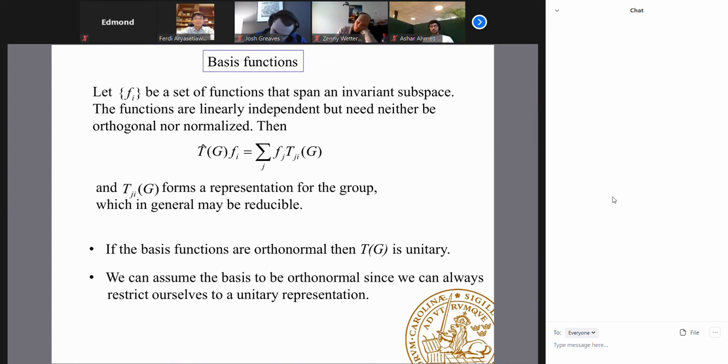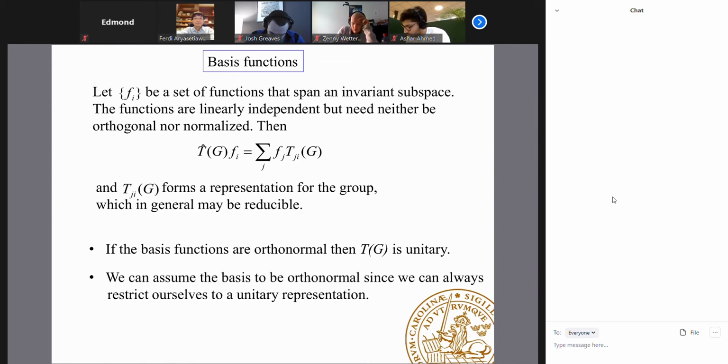So we say that we have a set of functions of states f_i that span an invariant subspace. And we assume, of course, that these functions are linearly independent, but they don't need to be orthogonal or normalized. So we consider a very general set of functions.